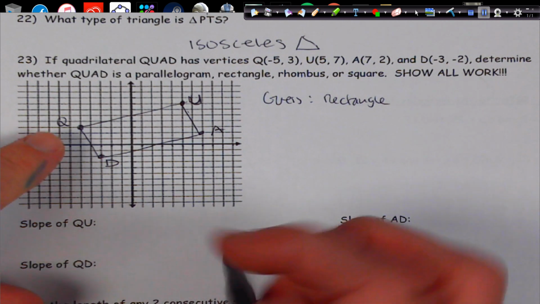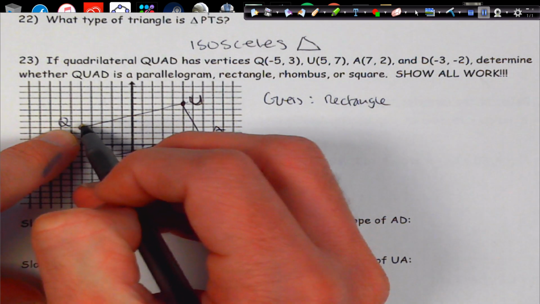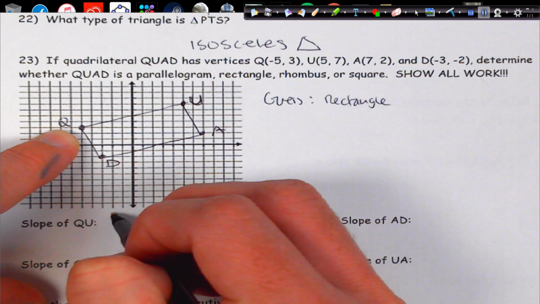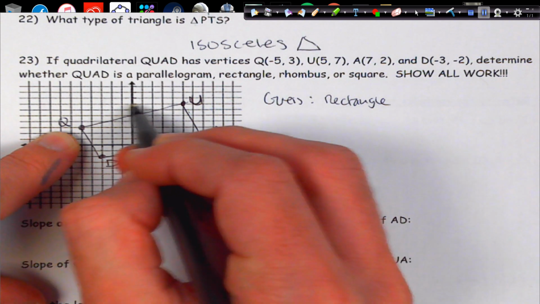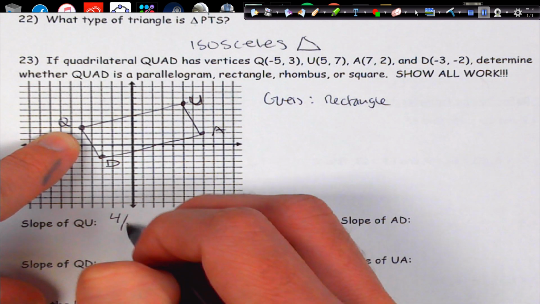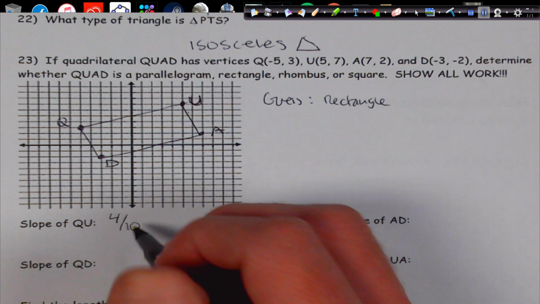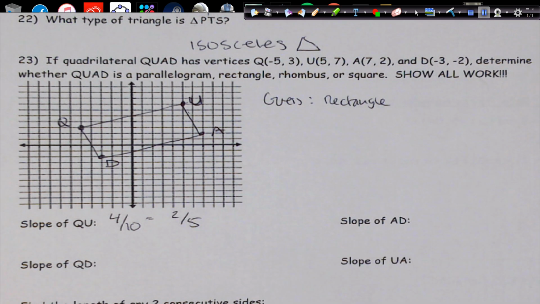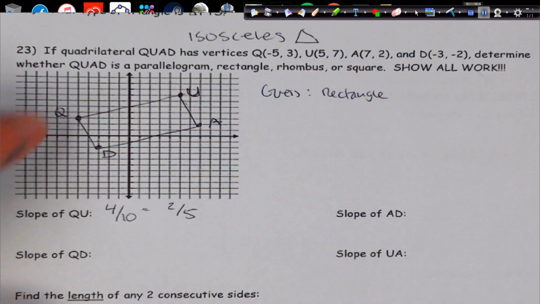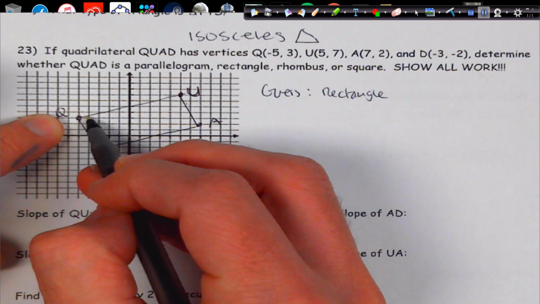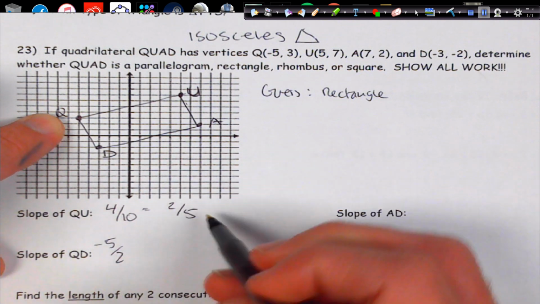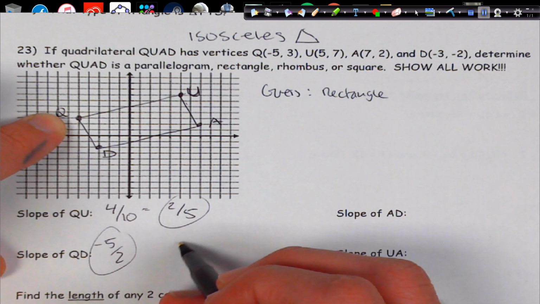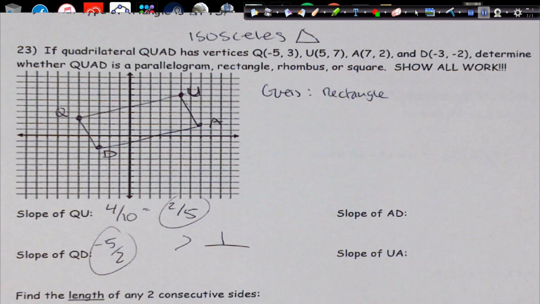And so QU is going to be a rise of 1, 2, 3, 4. So I rise 4, and I run 6, 10. So I get 4 over 10. Always want to reduce that. That's going to become 2 over 5. Okay? And then QD is going to be a run of 2. I'm going to go down 5. Okay? So right here, these two are opposite reciprocals, so I do know it's perpendicular.